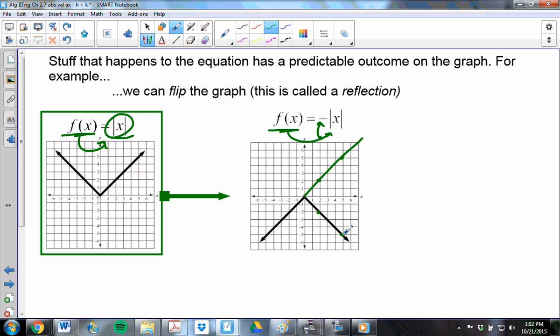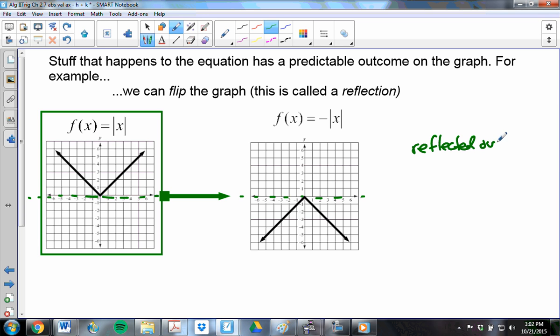And this is called a reflection. It's reflected over the x-axis. Here's the x-axis, and the graph got reflected. The parent function was reflected over the x-axis.